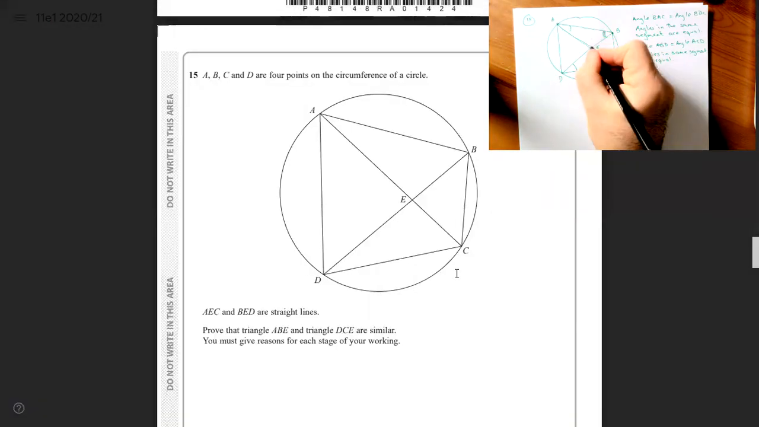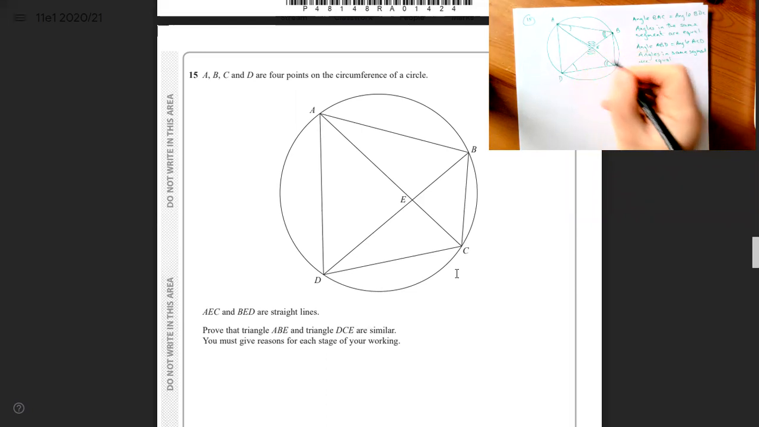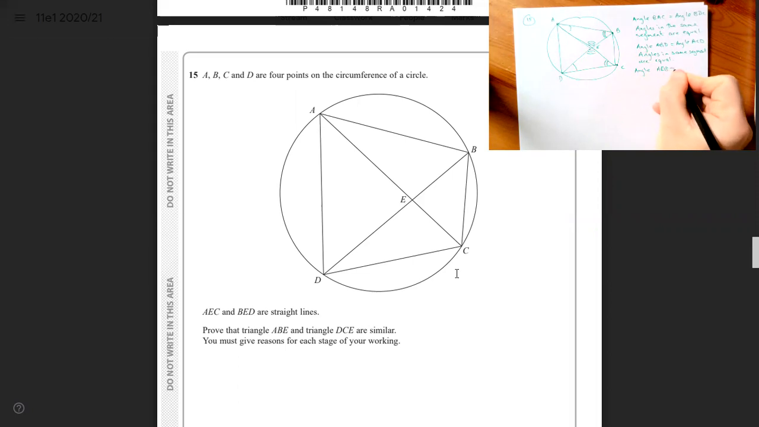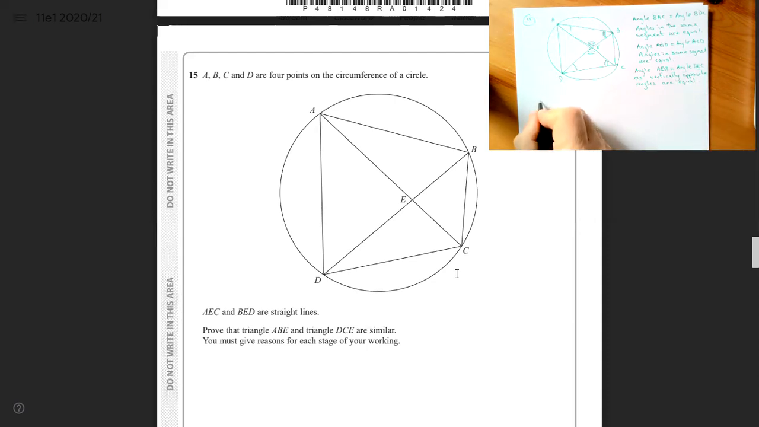Okay, so now obviously I've got to prove that that angle there is the same as that angle there. So angle AEB equals angle DEC as vertically opposite angles are equal. Okay, and then obviously you've got 3 pairs of equal angles, so the triangles are similar.